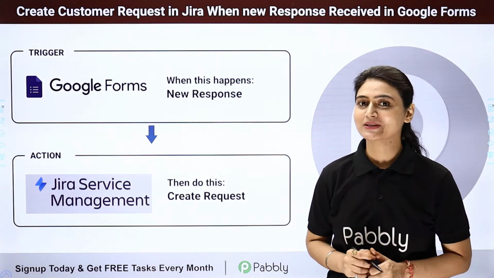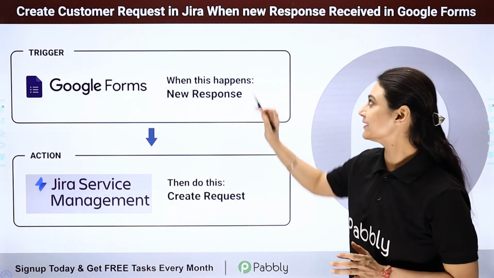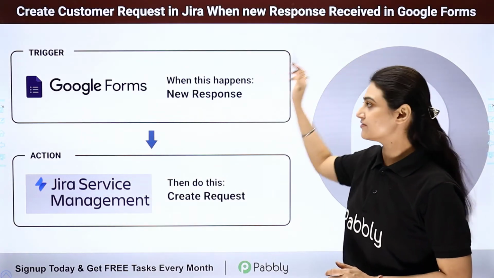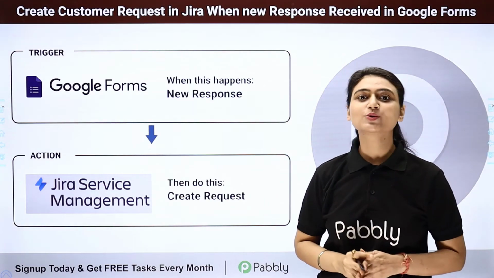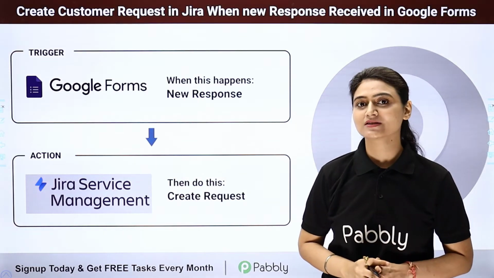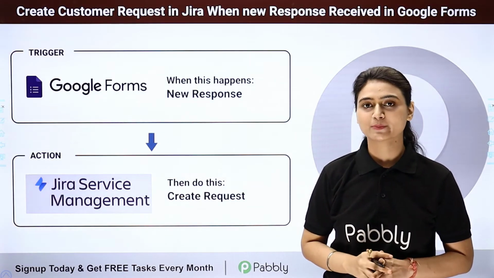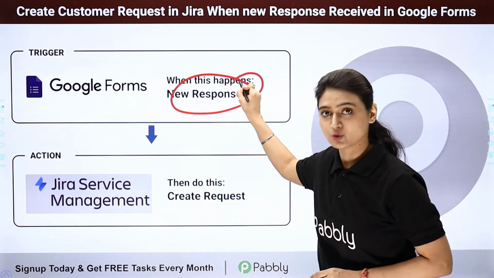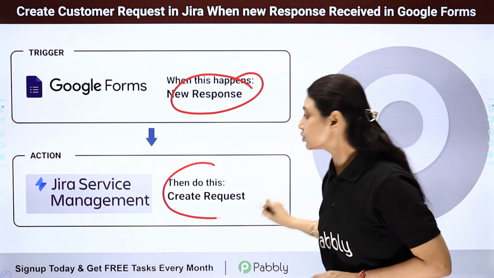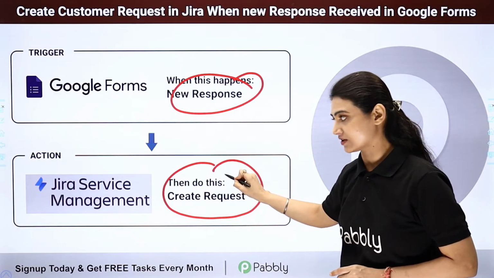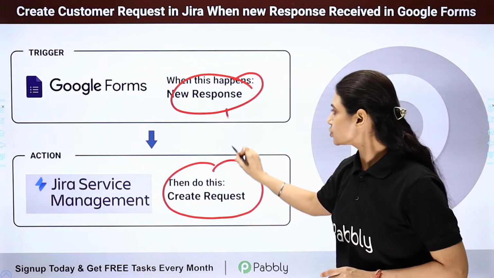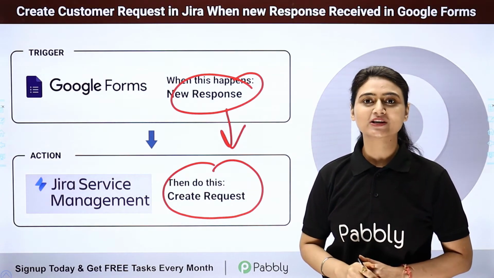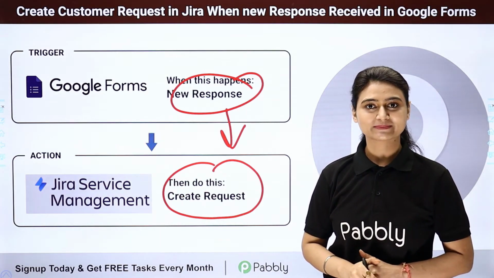In this video, we will learn how you can automatically create a request in Jira Service Management when a new response is received in Google Forms. So let's say you run a business and you use Jira Service Management for work management purposes. Now you want that every time a new response is received in Google Forms, a request should automatically be created in Jira Service Management. We will automate this process using Pabbly Connect. So let us come to my screen to see how we do this.